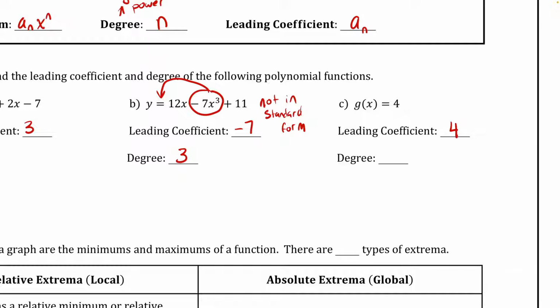How did you get that? And then, the degree. This one's a little bit tricky. If it was 4x, then the x would be to the power of 1. There's not even an x. So it's really x to the power of 0.